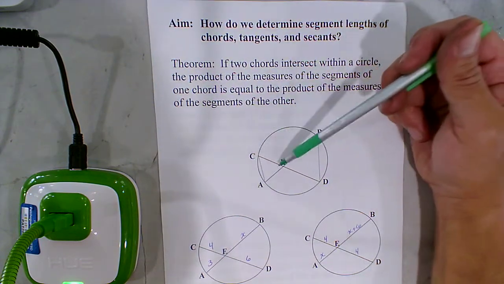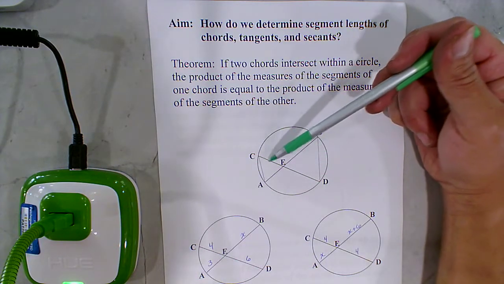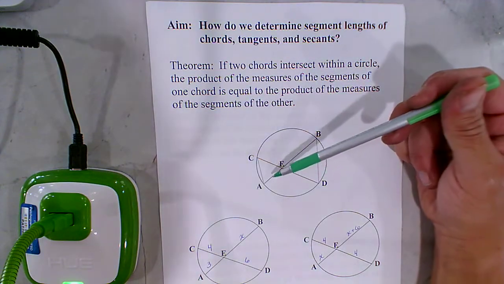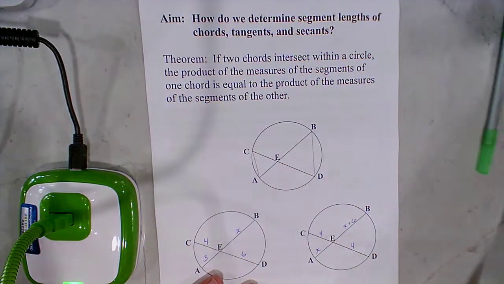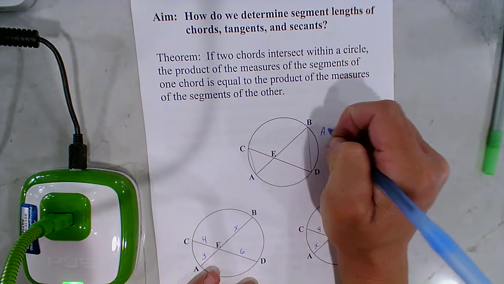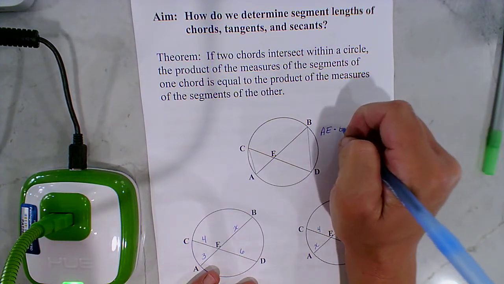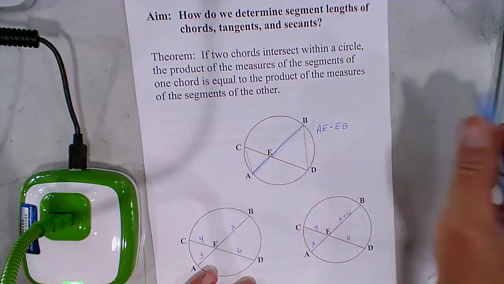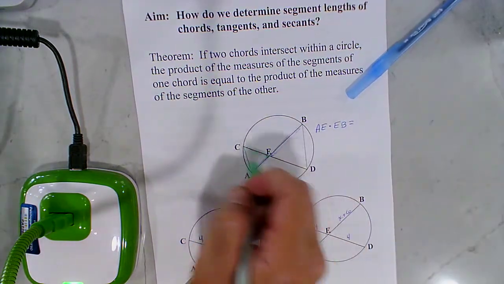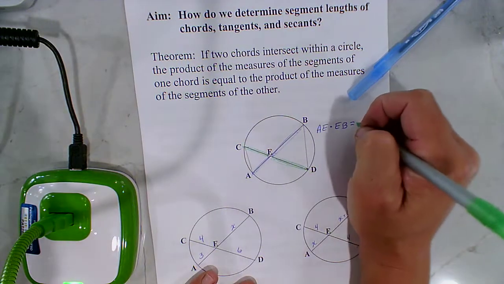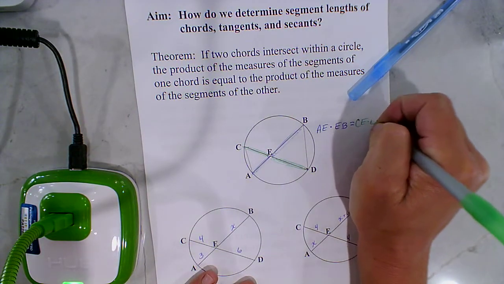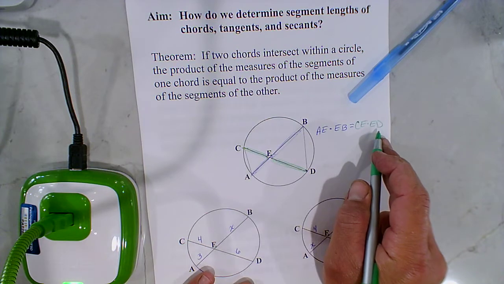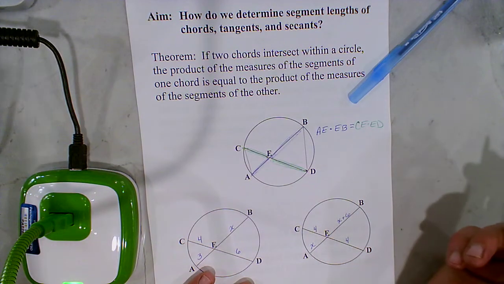So CD is CE and ED. Those are its segments. So the product, the multiplication of this piece times this piece, is equal to the product of the measures of the segments of the other, this piece times this piece. All right? So what you're looking at here is AE times EB, this piece times this piece, is going to be equal to those 2 pieces multiplied, CE times ED. All right, so AE times EB equals CE times ED. Some people call that product of the parts. All right, so that's pretty much it.